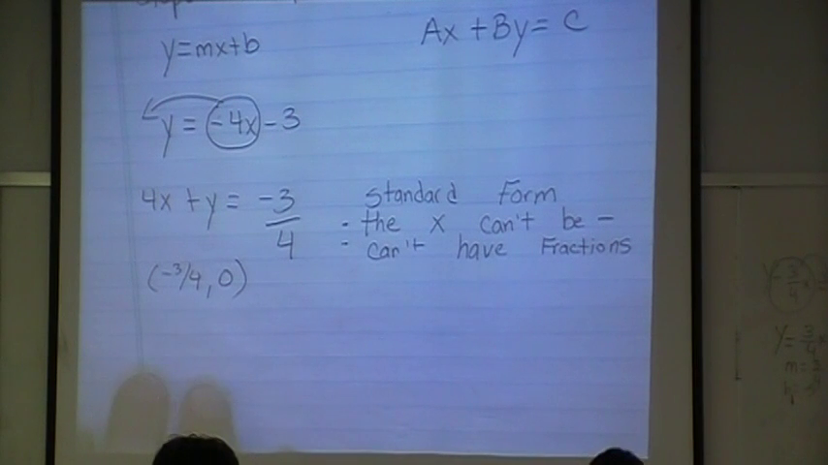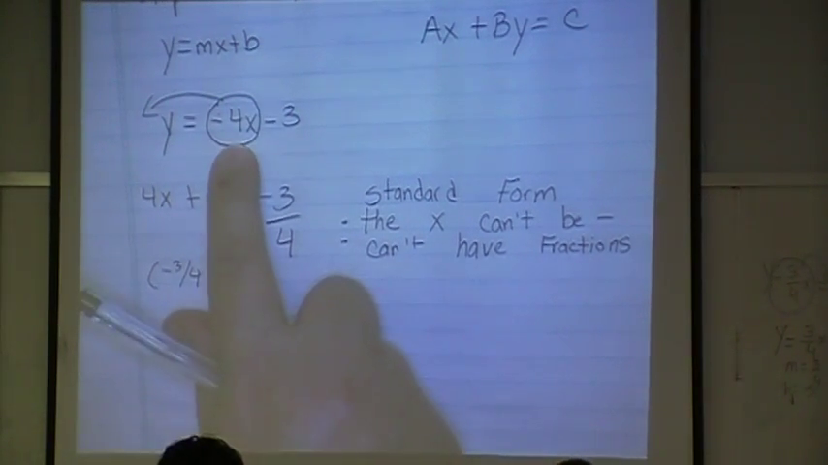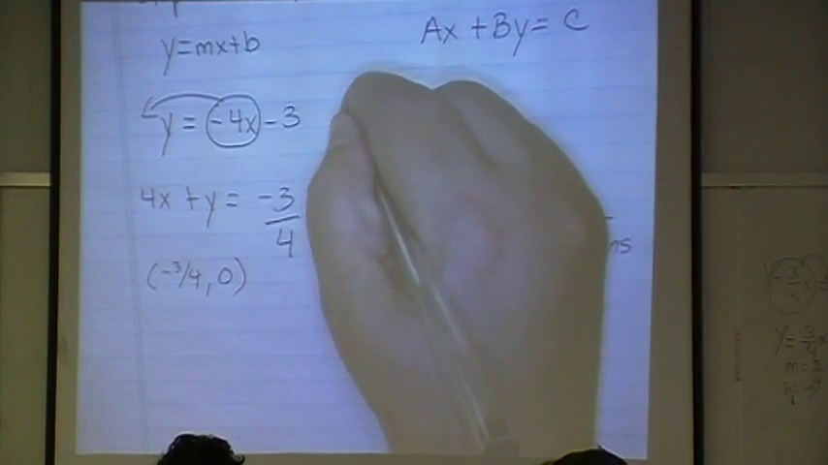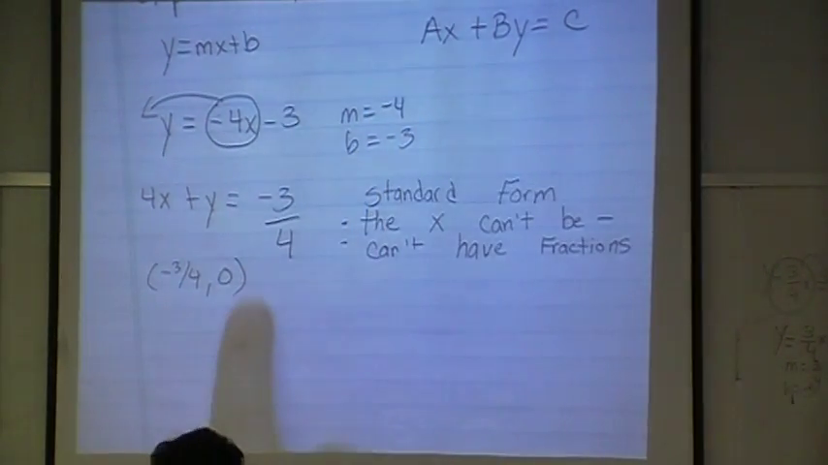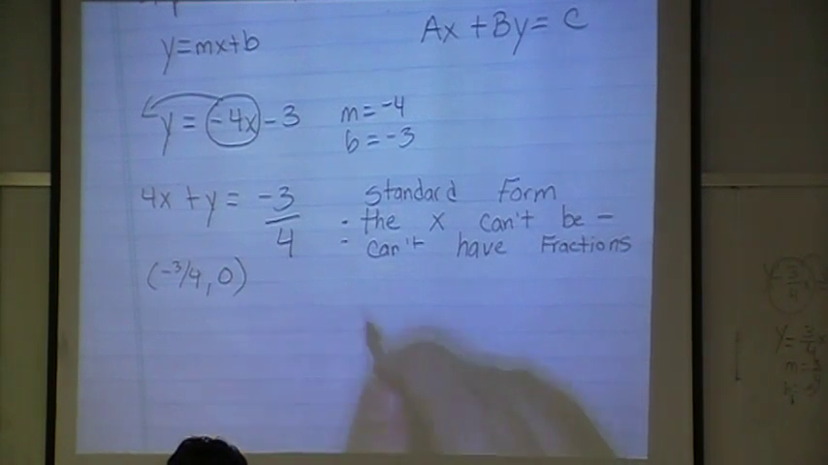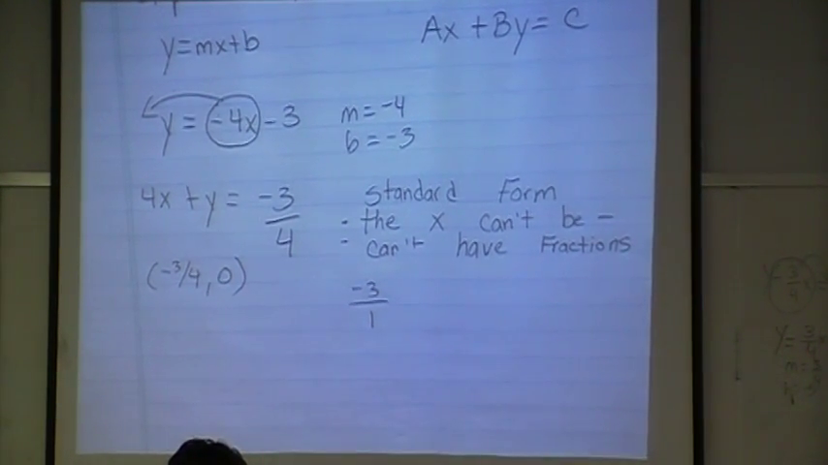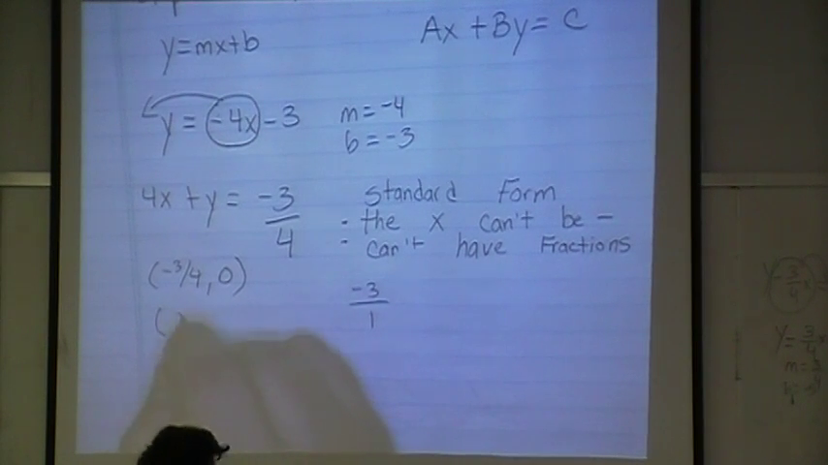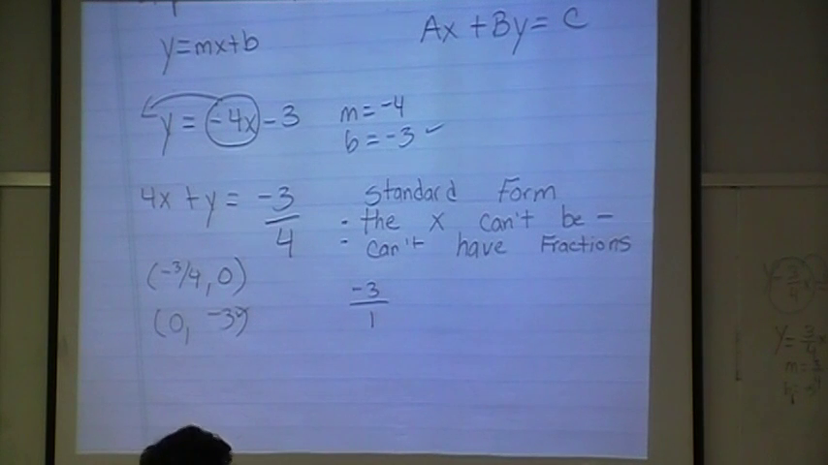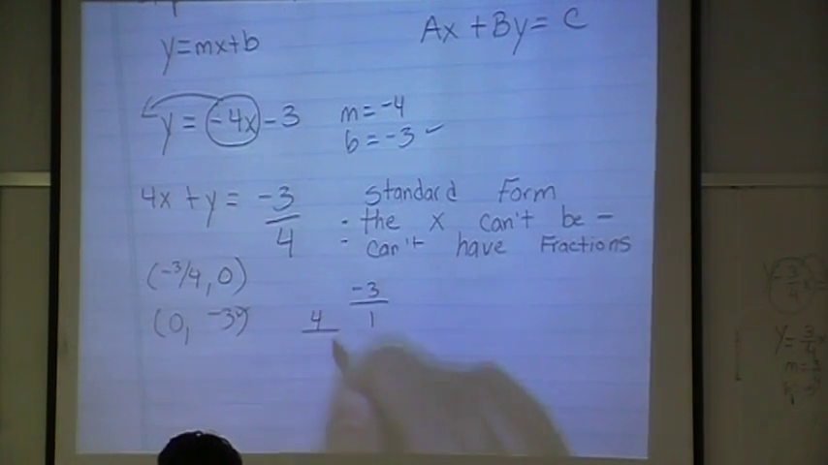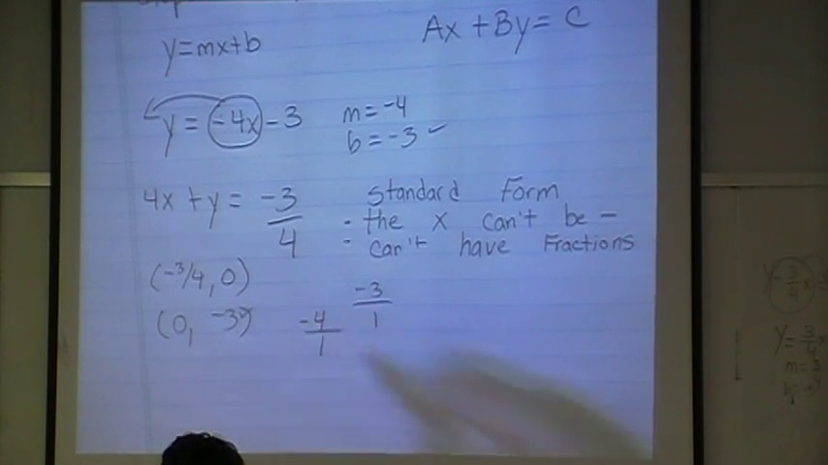Now, the y-intercept and the slope I could have found just like here. This slope, negative 4. My b is negative 3. Well, it should be the same thing to find the y-intercept. I take the number in front of y, put it underneath the last number. Same thing. To find the slope, I take the number in front of x, put that on top, put the number in front of y on the bottom, change the sign of x.